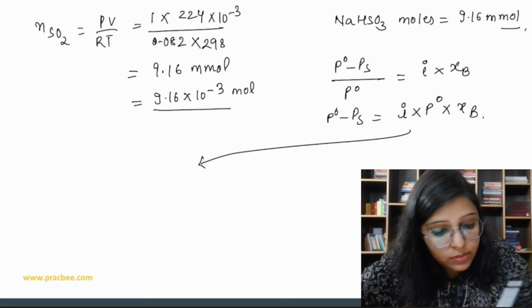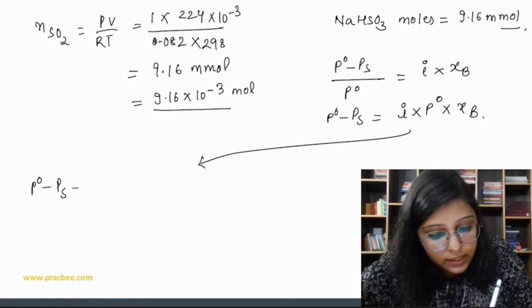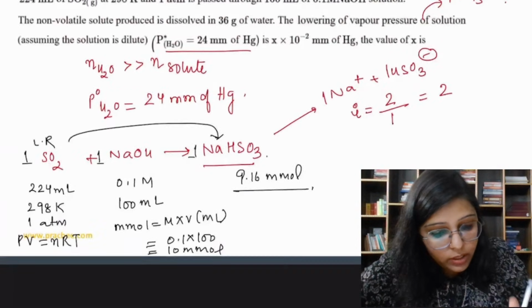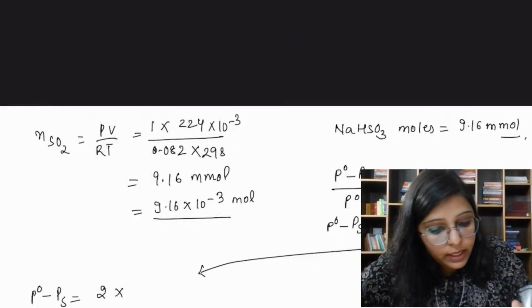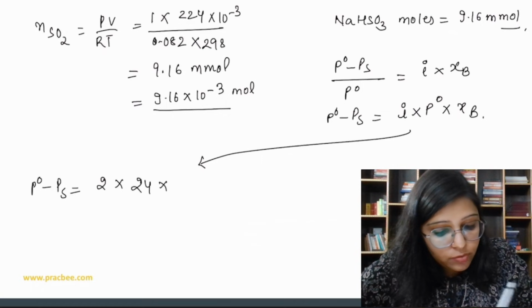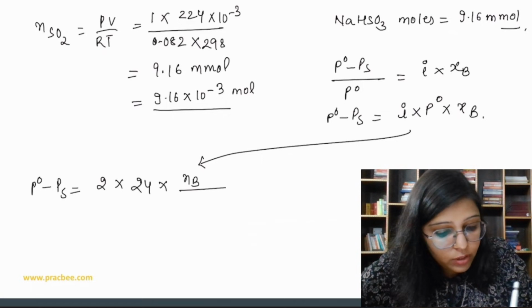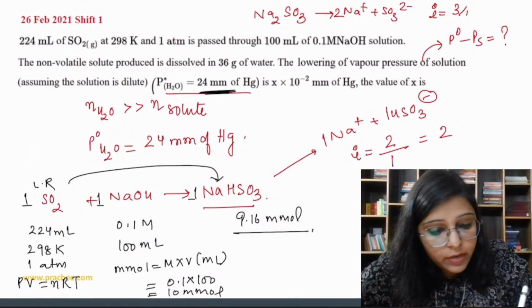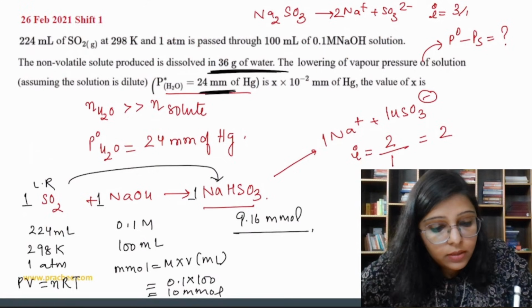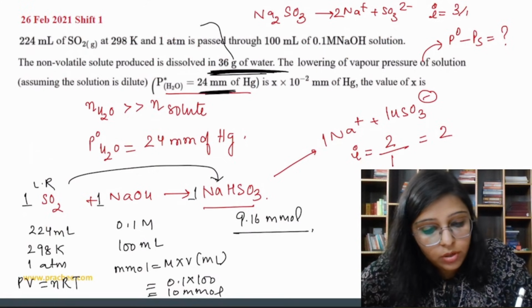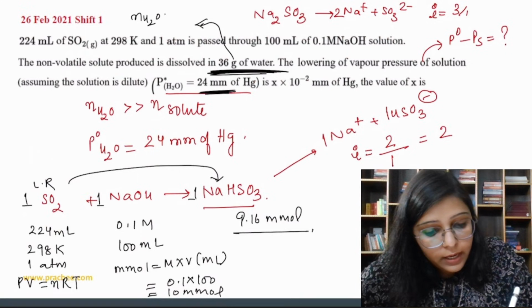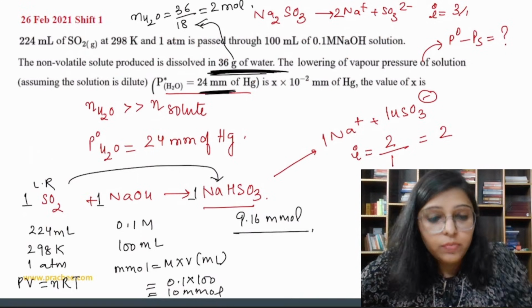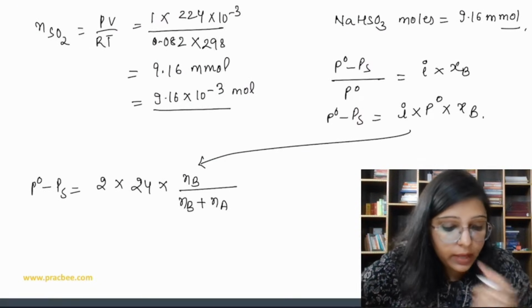So let's solve this further. P naught minus Ps: i value is 2, P naught value is 24, it is given. And mole fraction of solute is number of moles of solute upon number of moles of solute plus number of moles of solvent. Now the solvent is 36 grams of water. So number of moles of water is 36 upon 18, which is 2 moles.